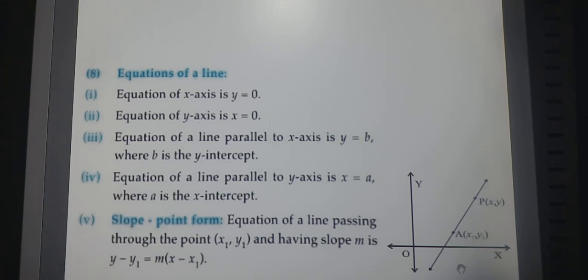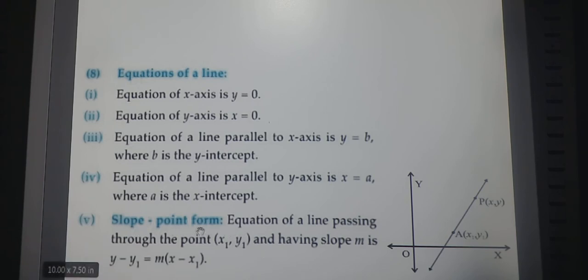See this diagram. In this diagram, we consider a point A of (x1, y1) and any point on that line, that is P of (x, y), and if the slope of the line is m, then its equation is given by y minus y1 equals m times (x minus x1). This we can derive from the slope of a line. If two points are given, we know the formula: slope m equals (y2 minus y1) upon (x2 minus x1). Here instead of (x2, y2), the point coordinate is (x, y). So you can replace and, rearranging, we get the equation.